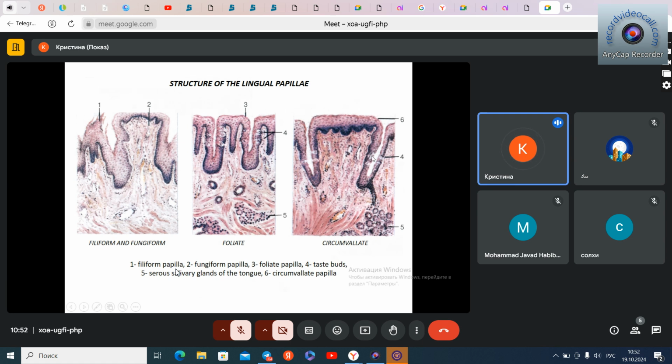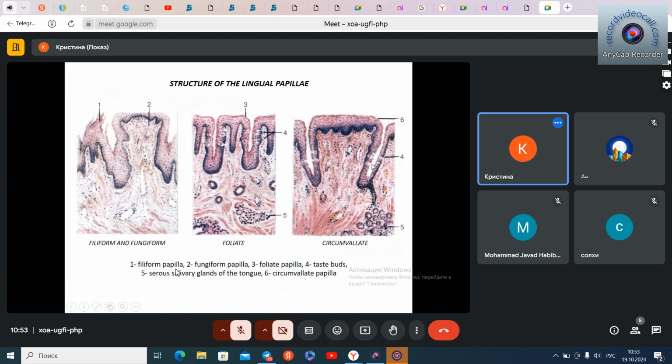It also has the taste buds on the lateral surface, and in this area between the surrounding tissue and the wall of the papilla leads the duct of the special von Ebner gland. This is the protein-producing gland, and the secretion of this gland helps to remove the excess food from this area.